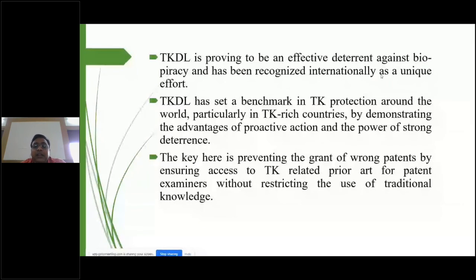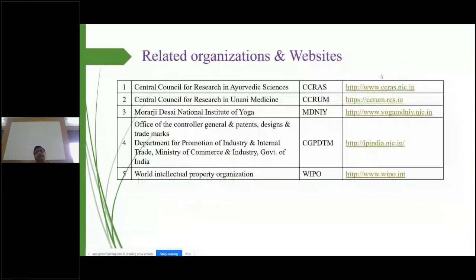It is preventing the granting of wrong patents, because before TKDL, near about 250 patents were already granted by international and national agencies to various patenters. There are various types of agencies related to our patenting system. There are CCRAS, Central Council for Research in Ayurvedic Sciences, CCRUM, Central Council for Research in Unani Medicine, MDNIY, the Morarji Desai National Institute of Yoga, DPIIT, the Department for Promotion of Industry and Internal Trade, Ministry of Commerce and Industry, Government of India, and WIPO, the World Intellectual Property Organization. All are collectively working with this patent process.